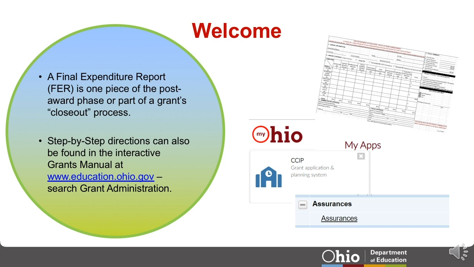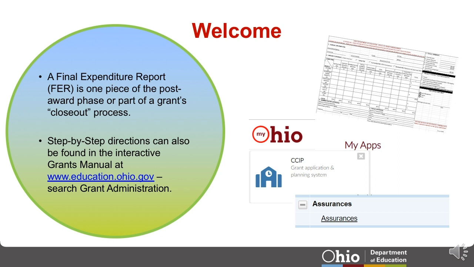Grants, whether federal or state, follow similar phases which include a pre-award phase, an award phase, and a post-award phase. The final expenditure report is one piece of the post-award phase or part of the grant's closeout process. The closeout step is where the grant process ends. To complete a closeout, you, the award recipient, must submit the final financial and programmatic reports.